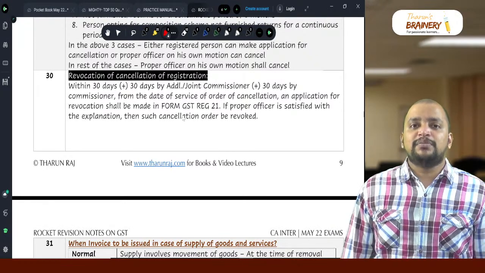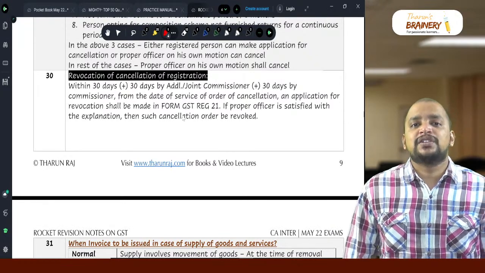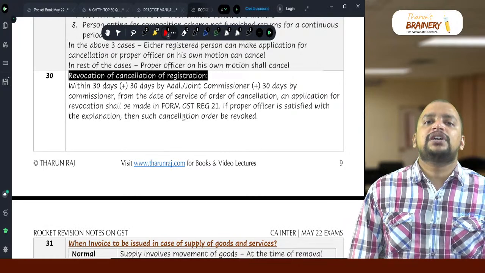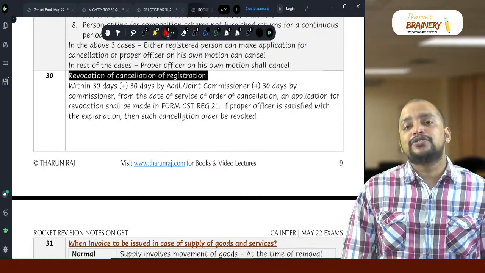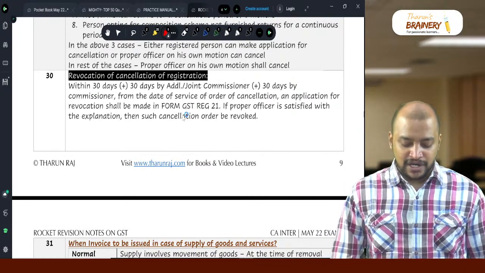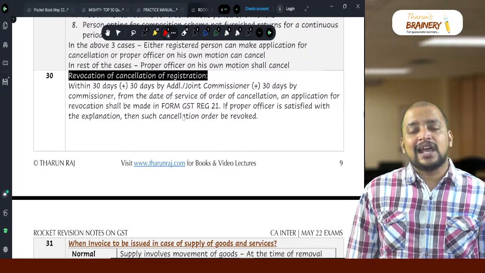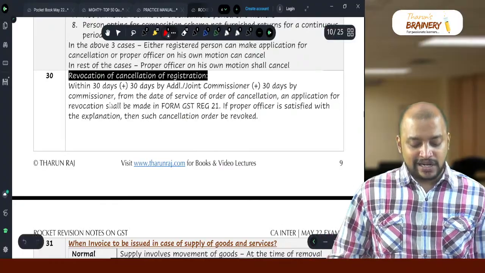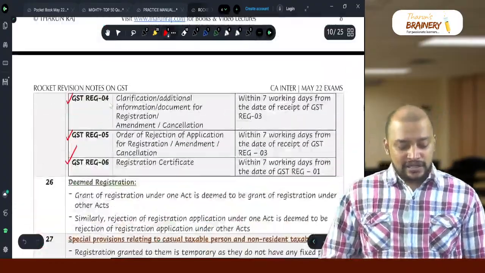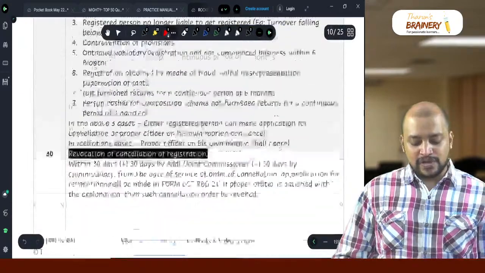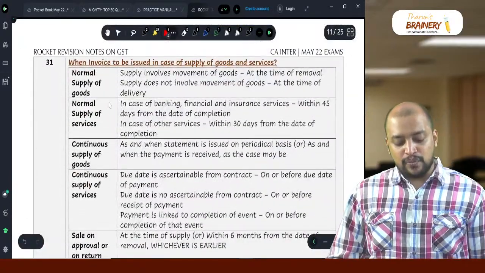So that is the time limit within which we need to make application for revocation, and we need to ensure that all pending returns are filed before making application for revocation. So if the proper officer is satisfied, then the cancellation order shall be revoked. That is section 30. So these are the sections that we have related to registration.